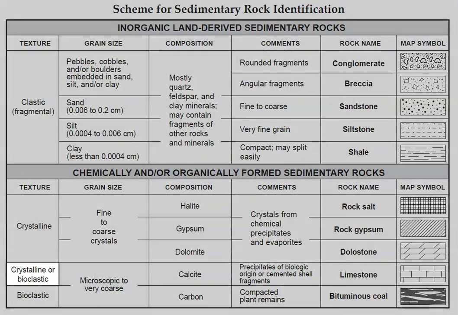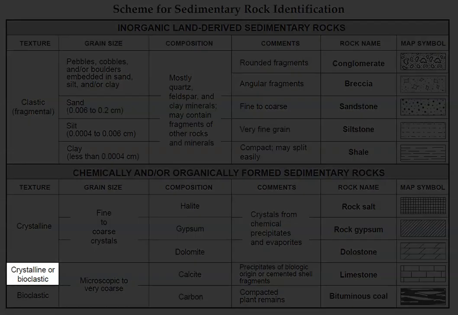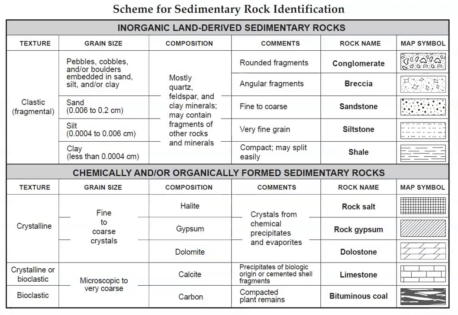Limestone can be either crystalline or bioclastic. So a crystalline limestone will not contain any shell fragments. Crystalline limestone will precipitate directly out of seawater, whereas in a bioclastic sample, you will actually see seashells and remains of sea creatures in that limestone.